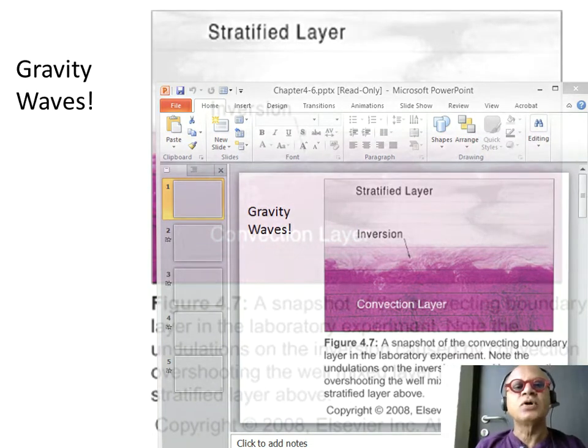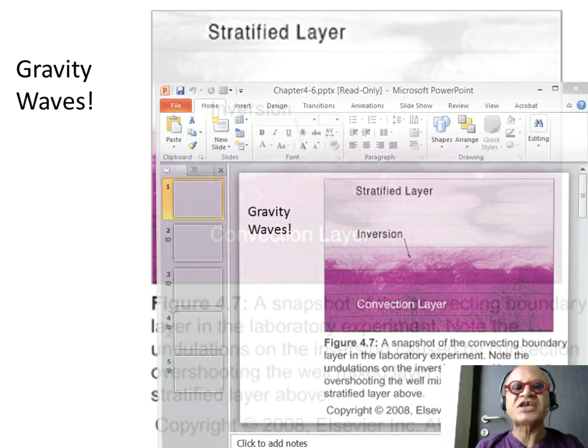Okay, so continue that further. This is the other picture from the same experiment we saw in the last podcast with the heating pad at the bottom, potassium permanganate to make it visible, and so on and so forth. And you can clearly see the overshoot and the creation of the inversion.